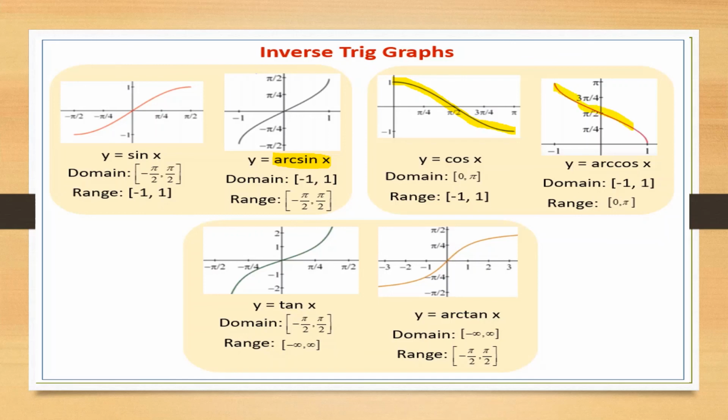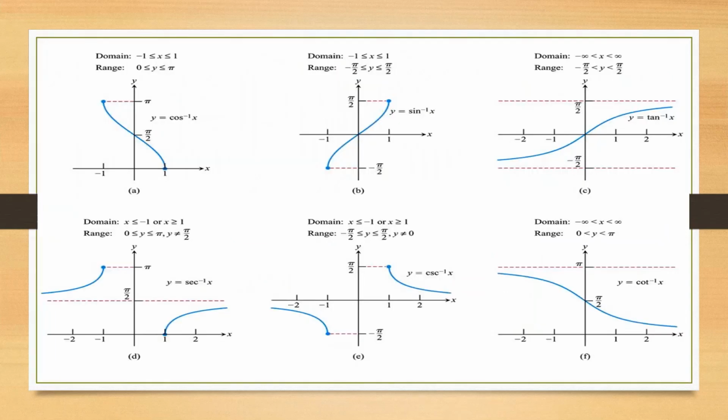This is my graph of tan x, with domain minus pi by 2 to pi by 2 and range minus infinity to infinity. And this is my graph of tan inverse x, with domain from minus infinity to infinity and range minus pi by 2 to pi by 2. So these are all graphs of your inverse trigonometric functions for remembrance, so that we can draw them. This is for cos inverse x with domain and range, right? This is for sine inverse x with domain and range. This is for my tan inverse x with domain and range.